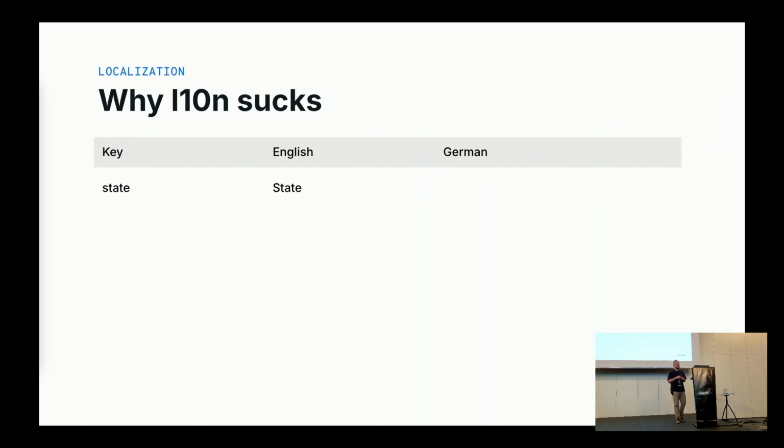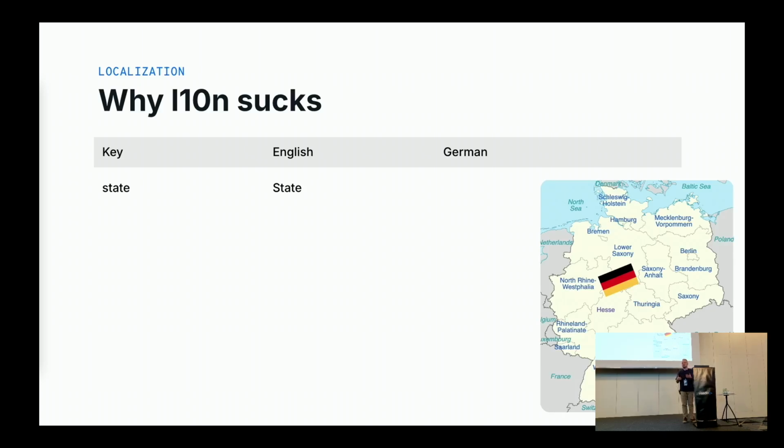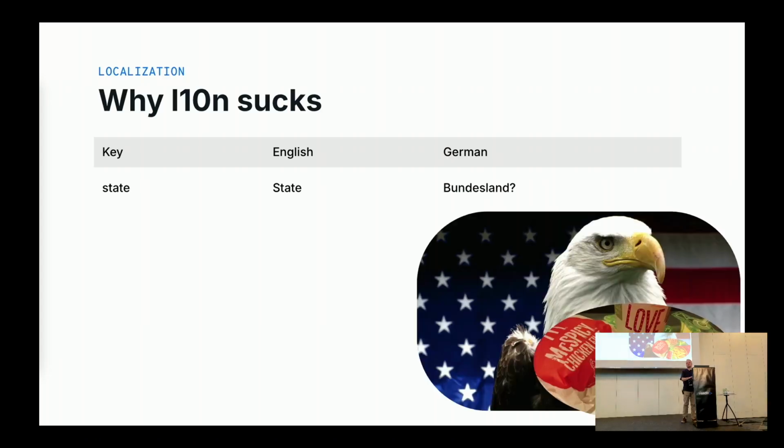So let's say that we have here the key state and the English text state. We need to translate it into German. Well, how do you translate state into German? Well, we could assume that we're talking about German states, states in the German Federation. That would be Bundesland. But what if we're not talking about Germany here? What if we're talking about the United States? Then it would be Bundesstaat, right?